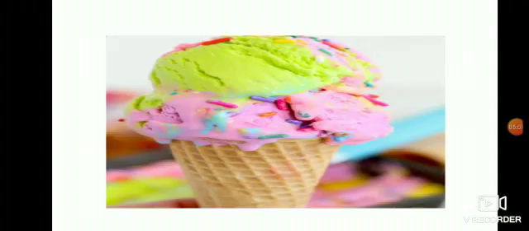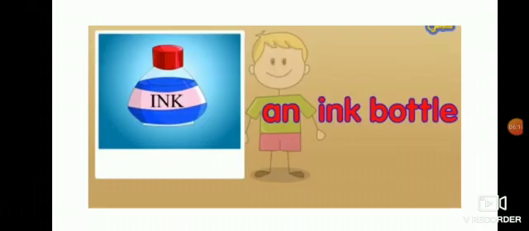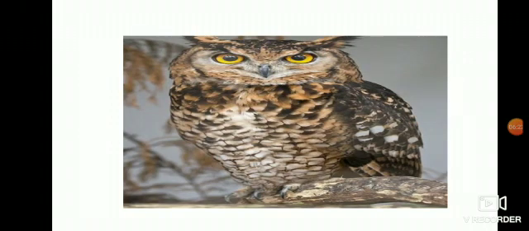What is this? Yeah, ice cream. I-C-E C-R-E-A-M. I is a vowel sound, so what should you use? Yeah, an ice cream. An ink bottle. I is a vowel sound, so an ink bottle. What is this? Yeah, owl. O-W-L. O is a vowel, so what do we use, a or an? Yeah, an owl. Remember, children, a and an are used for singular nouns only.